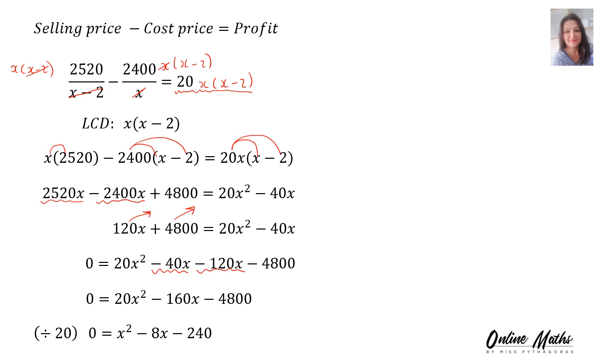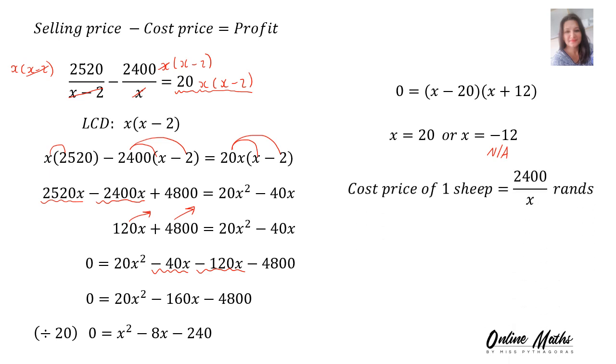And now I'm going to factorize. And the factors are x minus 20, x plus 12. And remember, if you can't factorize, you can use the quadratic formula. Therefore, x is 20 or x is negative 12. And the negative 12 is not applicable. Therefore, the answer, the cost price of 1 sheep will be 2,400 divided by x. 2,400 divided by 20 is equal to 120 rand.